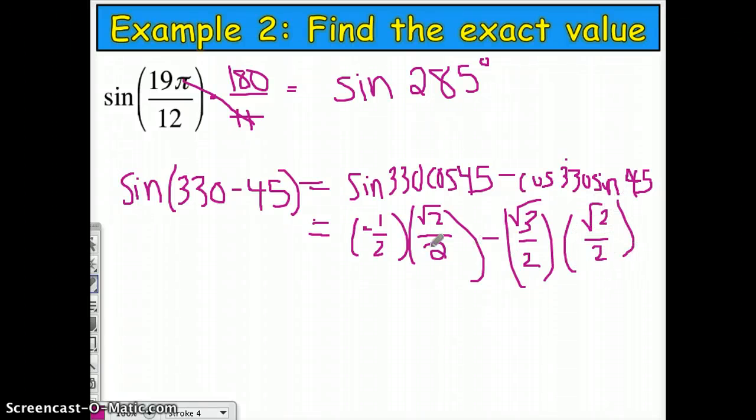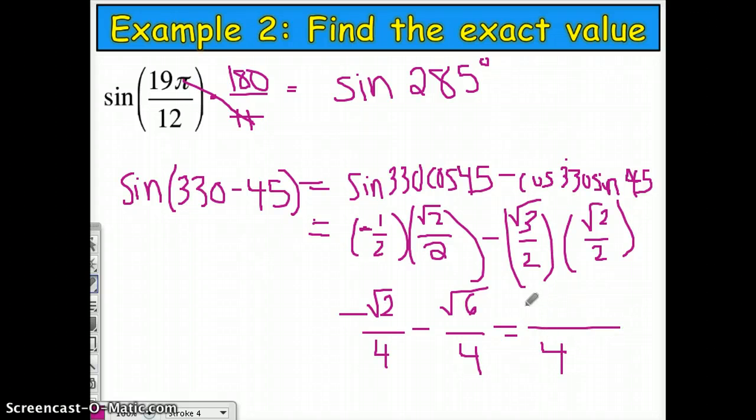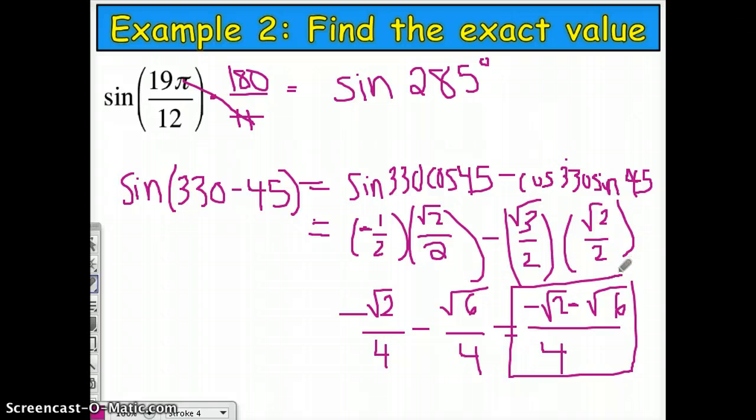And let's simplify. So that would be multiplying negative root 2 over 4 minus root 6 over 4. They have a common denominator, so we can combine even further. Negative root 2 minus root 6, you can't combine them. You gotta leave them separate. And that would be our final answer.